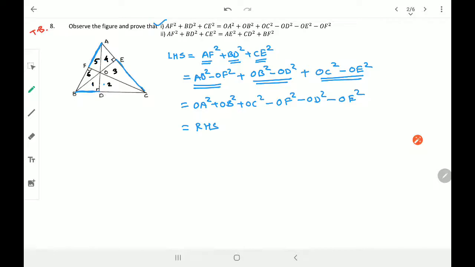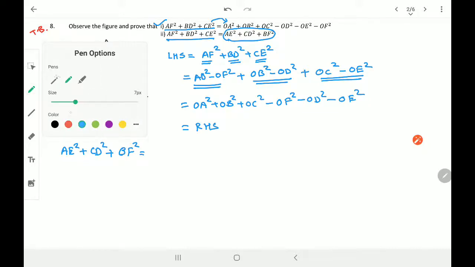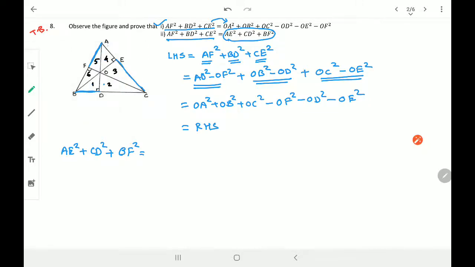Second one, if I want. For the second one, what do I have to do? Look, the same thing, AF square, BD square, CE square is the same thing here. I know from the first that this is equal to this. Now the only thing is that I need to find out this part, whatever that is. That part is AE square plus CD square plus BF square. How much will it come to? Let's check. I'll just change the color of the pen. AE square. So here is AE. So AE square is equal to AO square minus OE square.